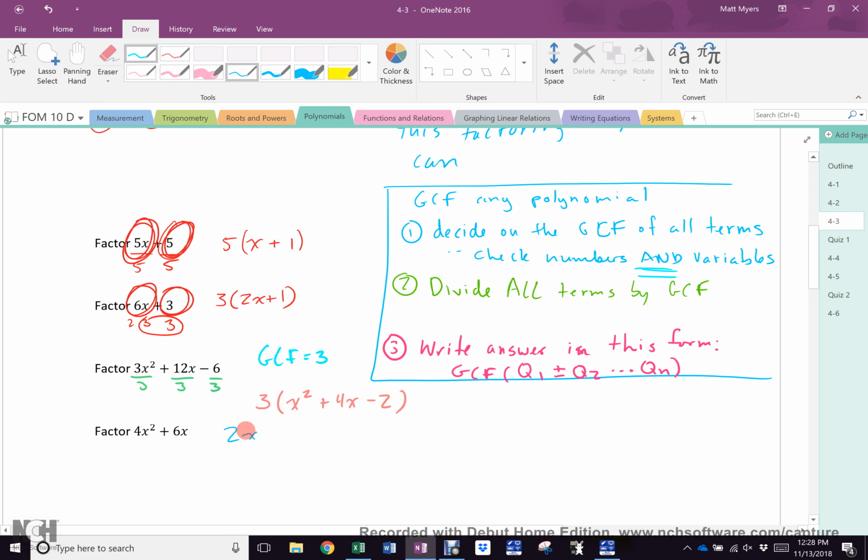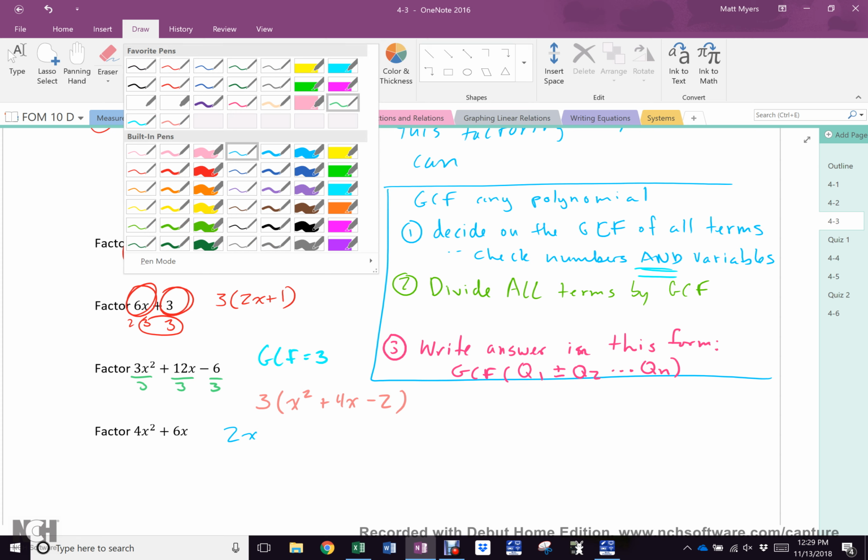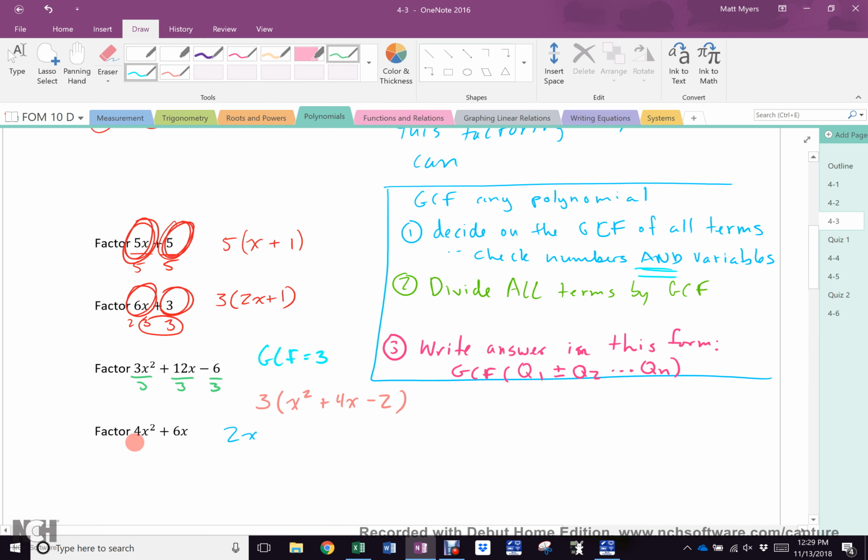So what do I do with that GCF? I'm on to step 2. What do I do? Divide all the terms by that. 2x, 2x. Then I write my answer in what form? What's the GCF? 2x. What's quotient 1? 2x. What's quotient 2? Positive 3. And I stop. Easy peasy lemon squeezy.